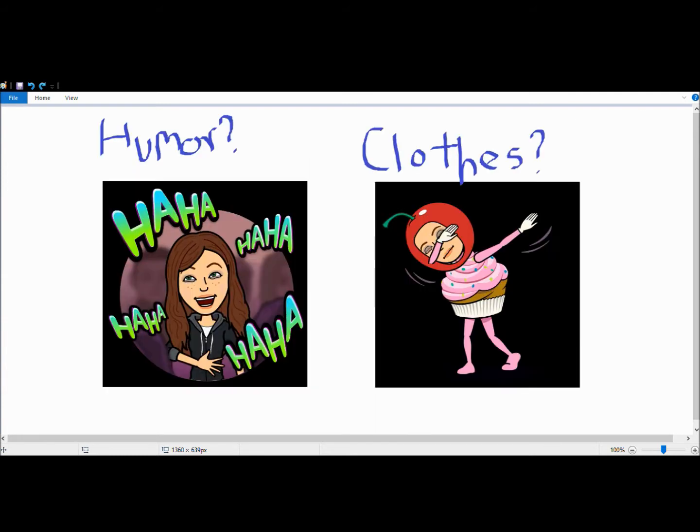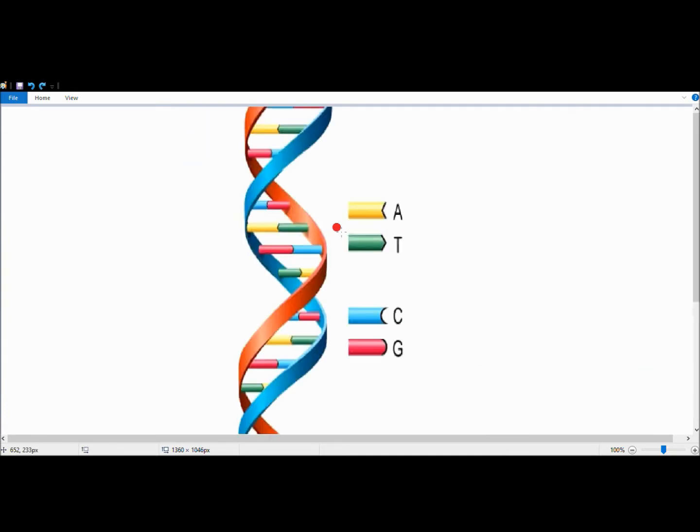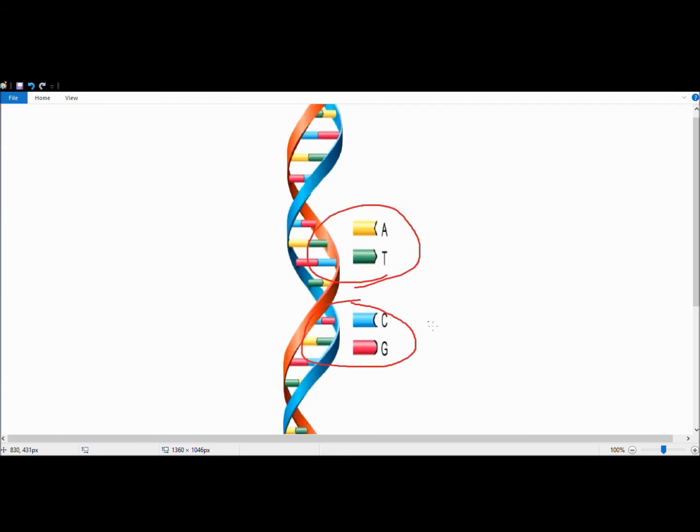Definitely not my humor, and definitely not my clothes. It is in fact my DNA, the instructions for what makes me, me. But what words make up the instructions for me? These words are different arrangements of nucleotides, A, T, C, G: adenine, guanine, cytosine, and thymine.